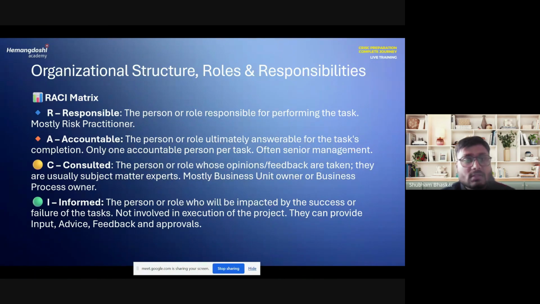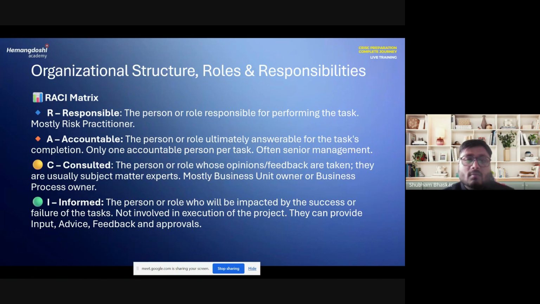What does responsible mean? Well, I take a very simple example. It's a person who is responsible for doing the task. For example, me, my manager gives me a task, I just do it. I'm responsible for it, but am I accountable for it? No, right? The person who is ultimately answerable for the task completion is the manager. Now, the manager might not know 100% of this task. So what they have done is taken a consultant, maybe you, who are subject matter experts, whose opinions and feedbacks are taken.